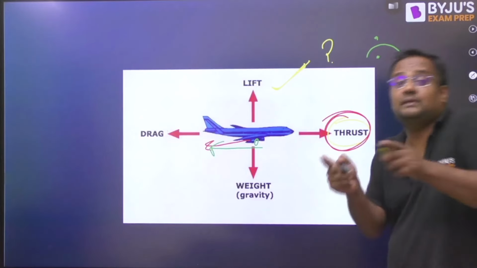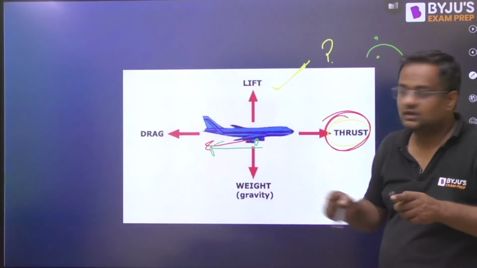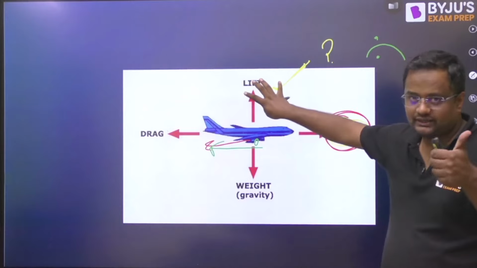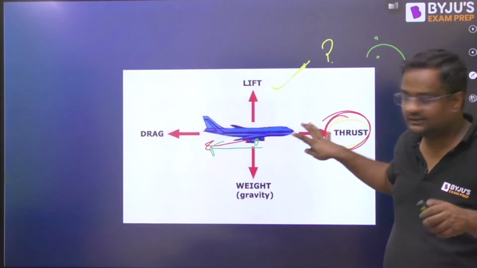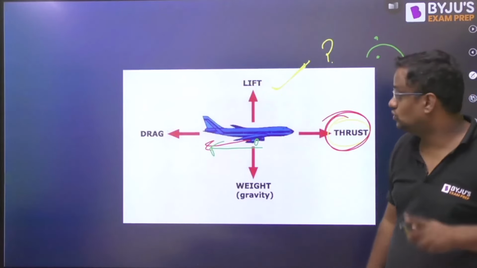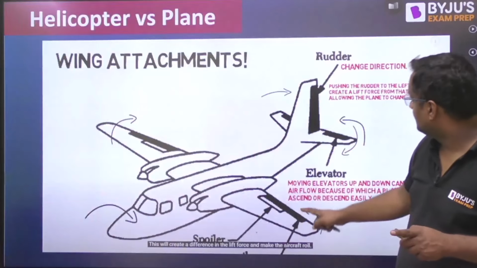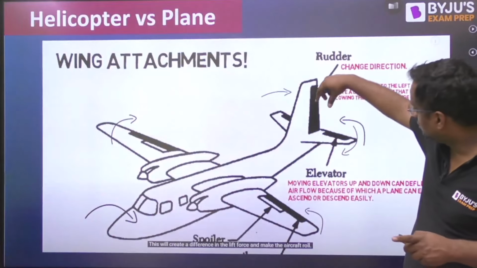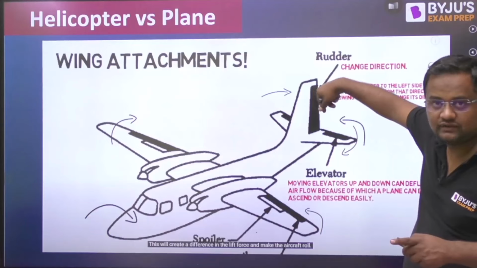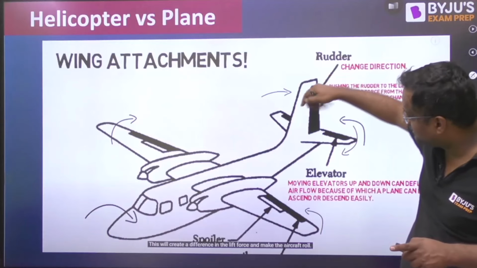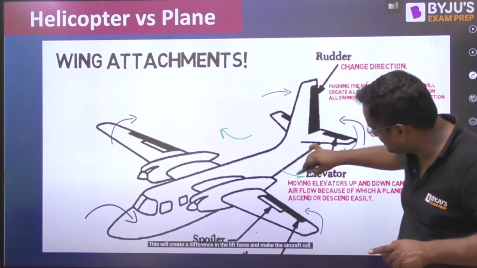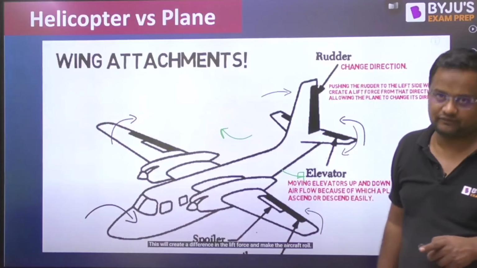Now, how will it move right or left? How it is flying, lift, we got it. How it gets thrust, we got it. How it moves right or left, guys, is due to these flaps. Okay, there is a rudder. Rudder also you can shift right or left. But by shifting the rudder right or left, the plane will go vice versa here. The plane will go either right or left.